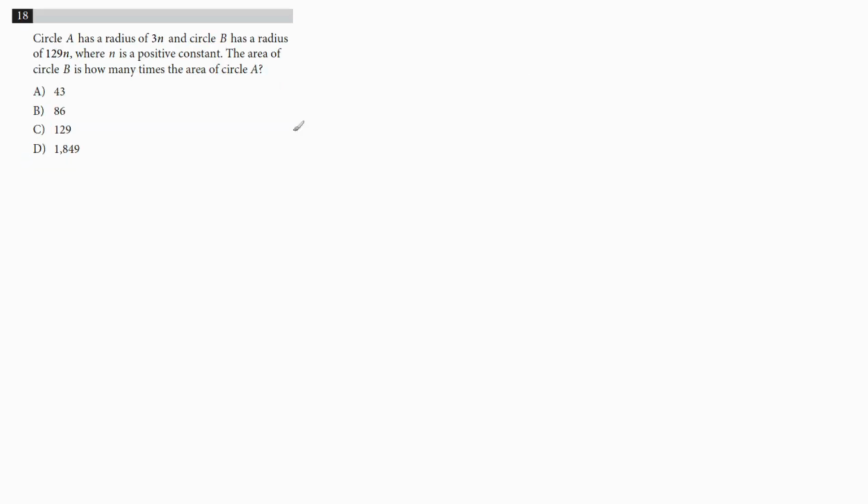All right, so this next question we've got here is dealing with area. So circle A has a radius of 3n, B has a radius of 129n, and then the area of B is how many times the area of A. So it's like a ratio kind of question. And if they ask an area question, it's likely going to be like this because it's going to make you think more. So first thing you got to know is the area of a circle is going to be pi r squared. You should have seen this formula before, but if you haven't, that's what it is.